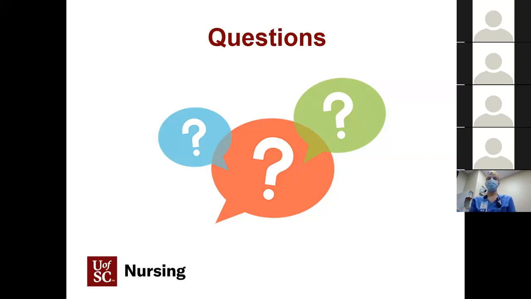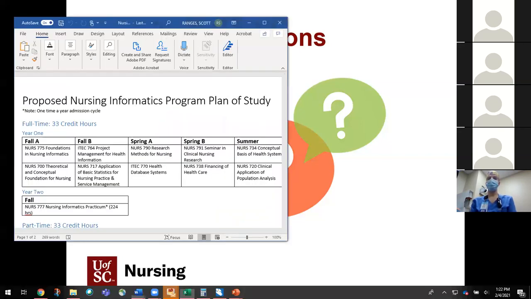What does the schedule for clinicals look like? Are they throughout the program or usually towards the end? They're towards the end. They're actually in the last two semesters of the program.